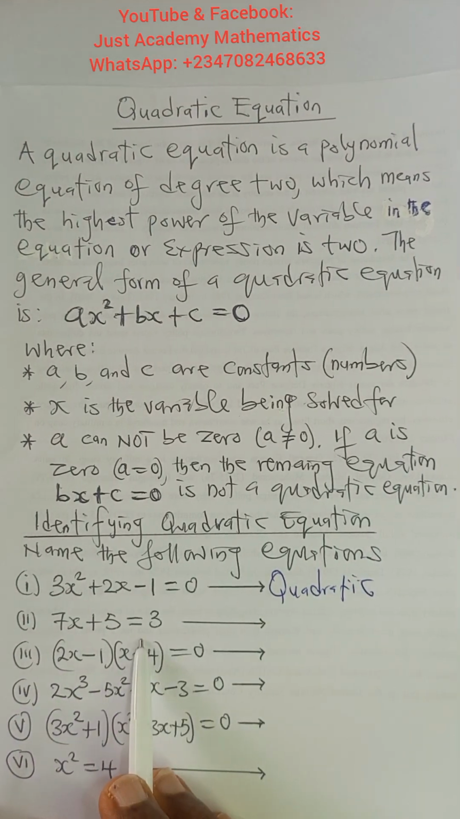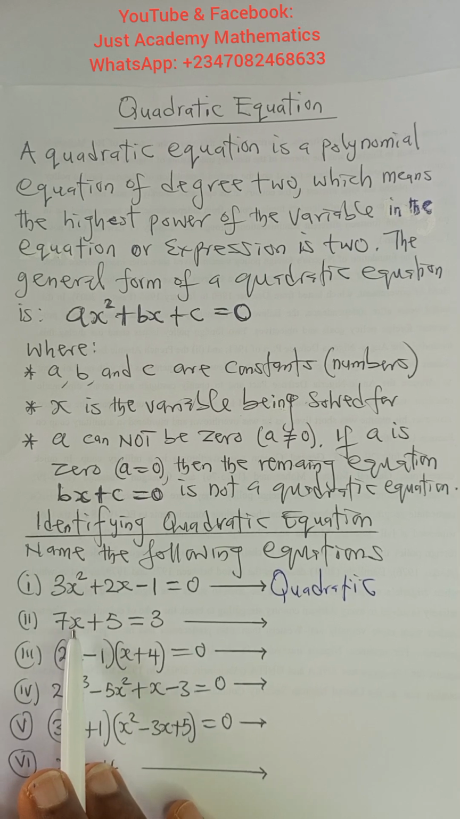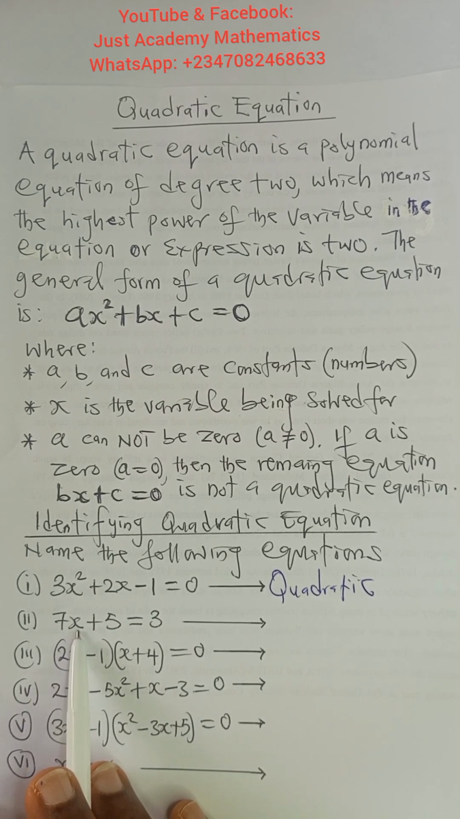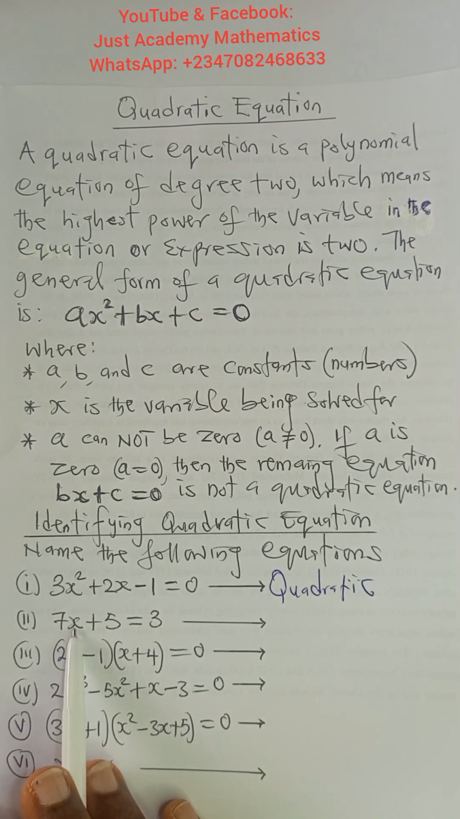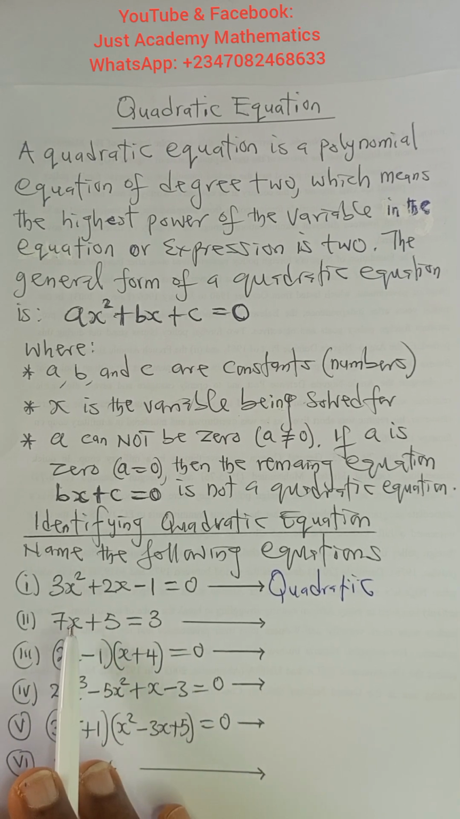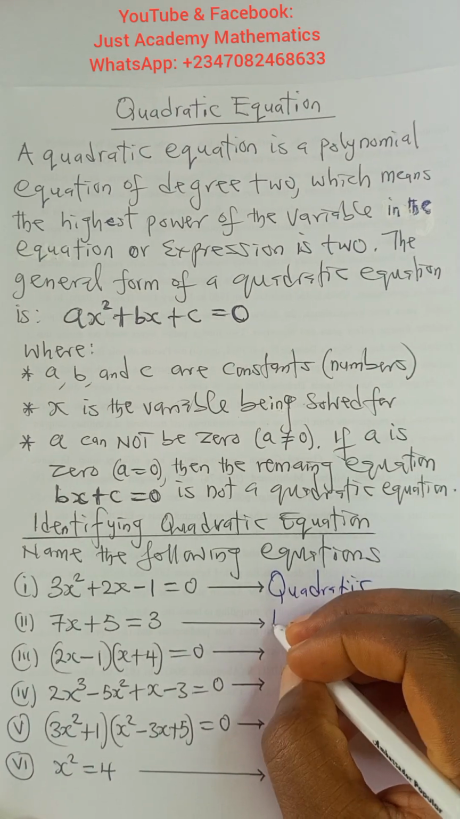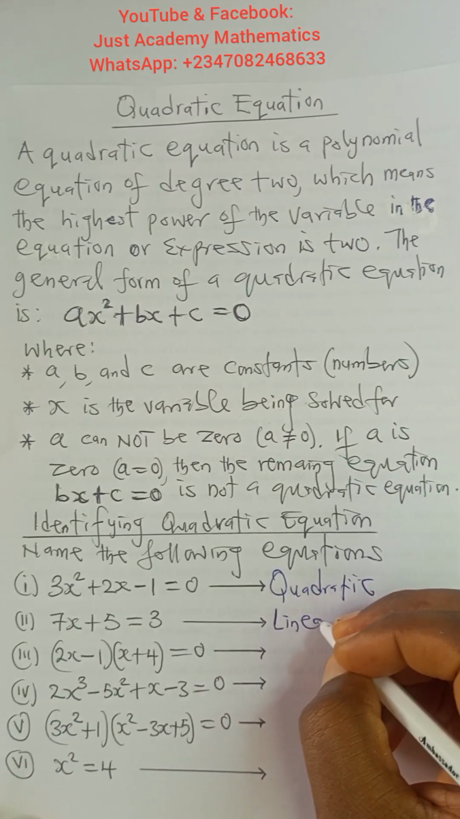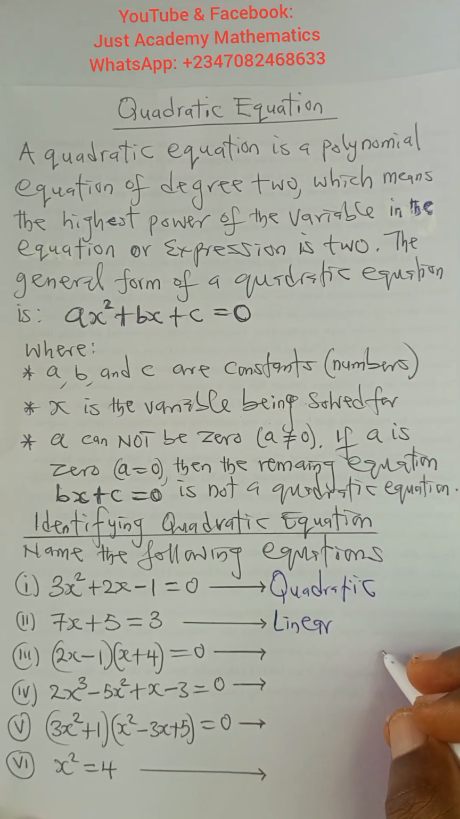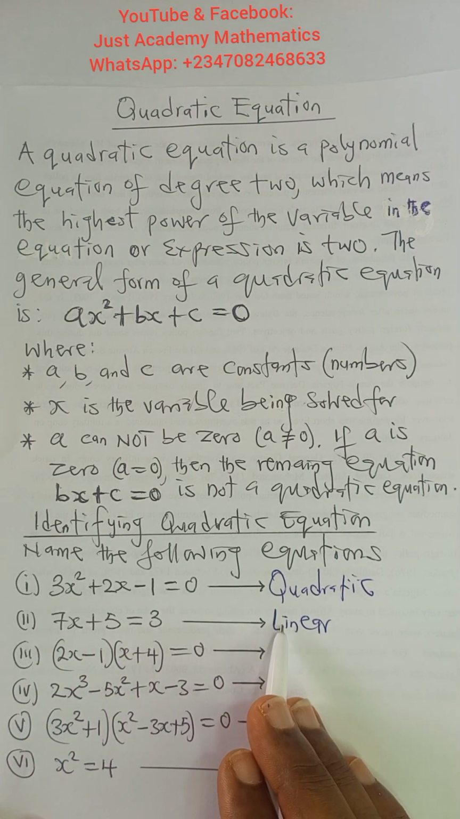How about this? The only x here is this 7x. And this means 7x raised to the power of 1. So the highest power of the variable you are solving for in this equation is 1. Therefore, this is not a quadratic. This is a linear equation. This is not a quadratic equation.